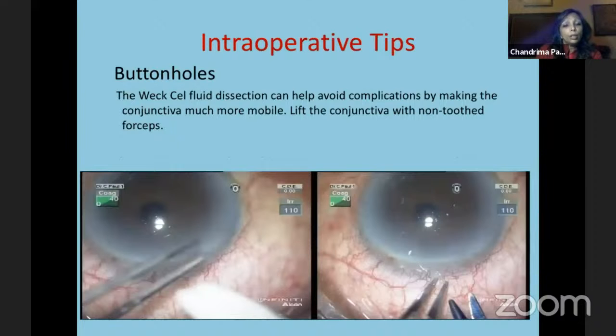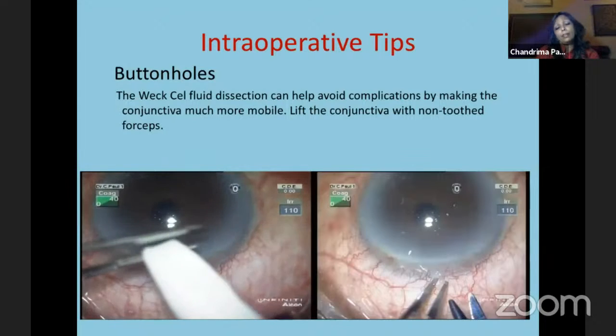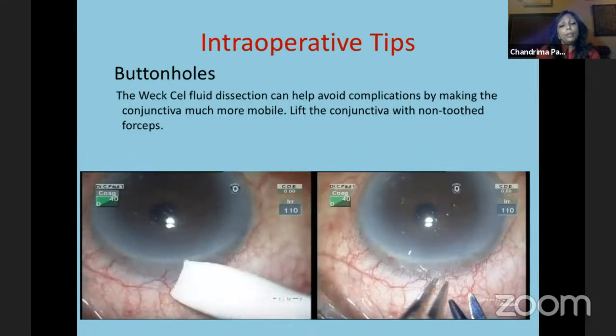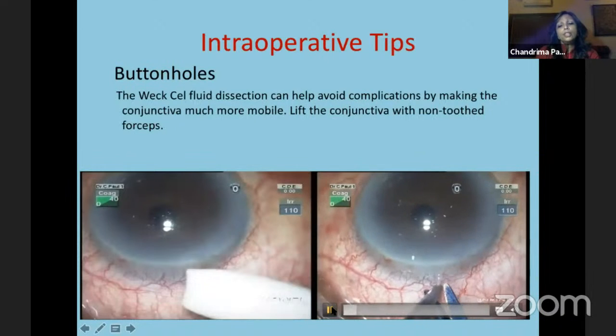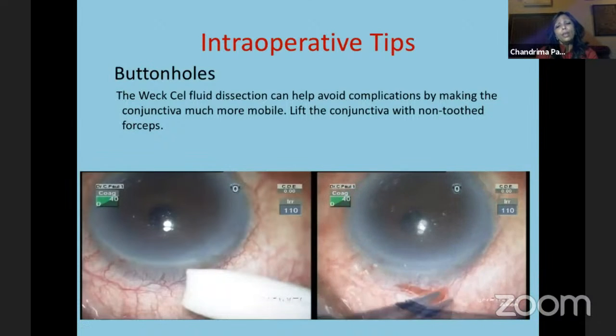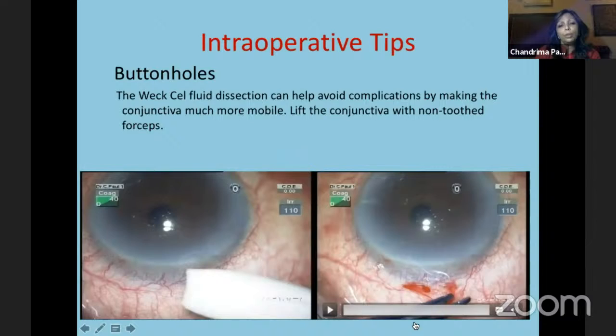Next, we move on to the operating steps. I'll start with the Wechsel fluid dissection. Here, you have to be sure that you have a non-toothed forceps, and you just slightly move your bud over the conjunctiva to release it so that you have a freely moving conjunctiva. And this is the incision that I generally use. I do a fornix-based trabeculectomy, but that's not what you should practice if you are not comfortable. You should go with the surgery that you are comfortable with.